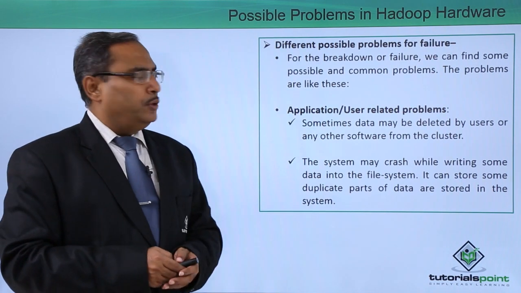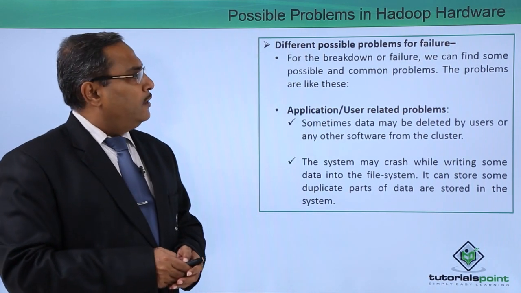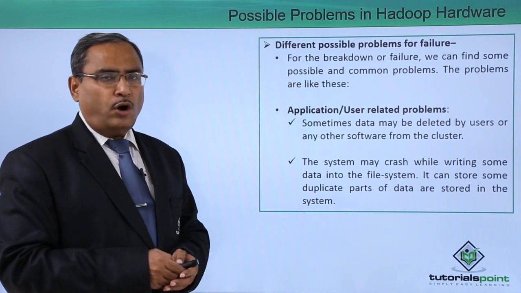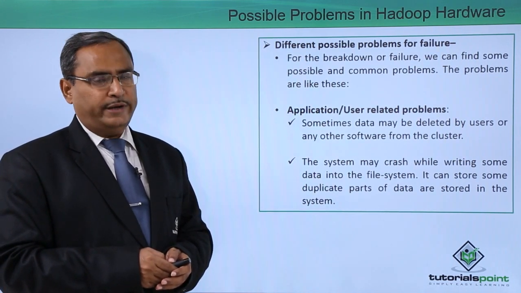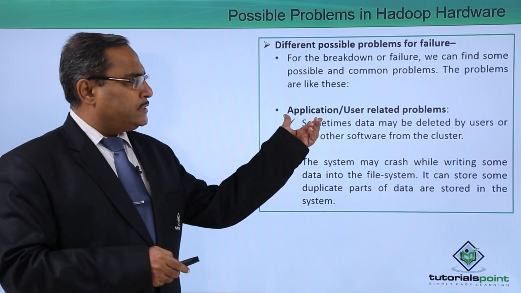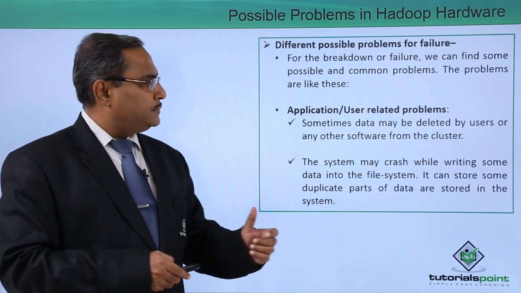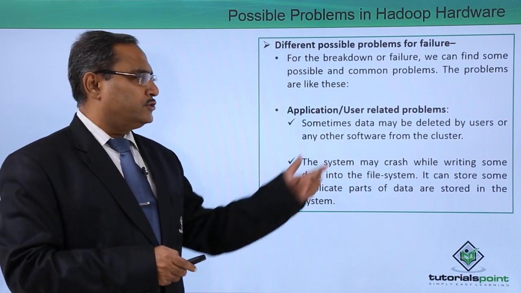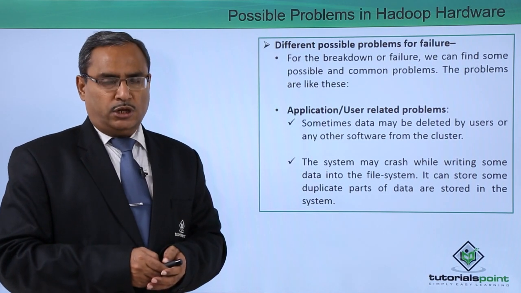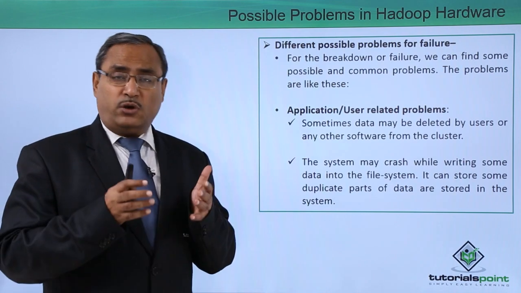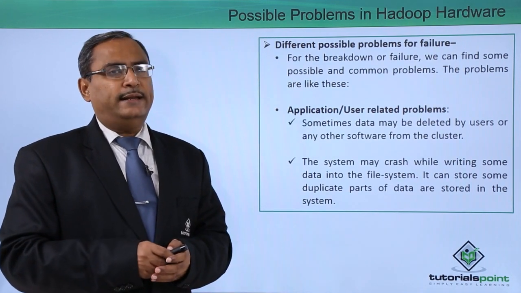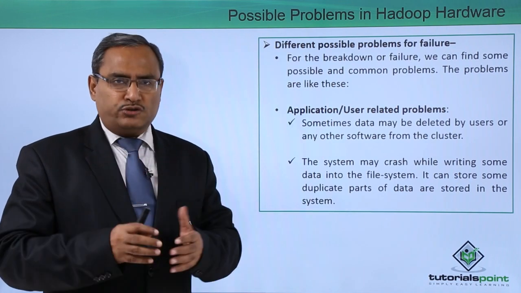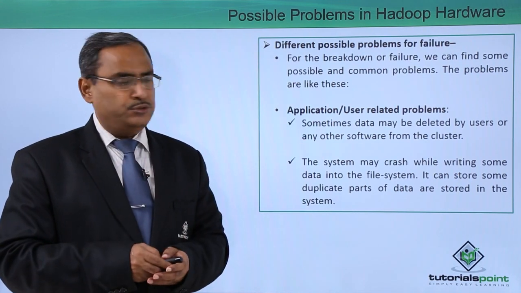So, different possible problems for failure. For a breakdown or failure, we can find some possible and common problems, and they have been listed here. First, application or user related problems. Sometimes data may be deleted by users or any other software from the cluster. So if the hardware is causing any breakdown, then that can cause some data loss, and some loss of the software being used by the user.